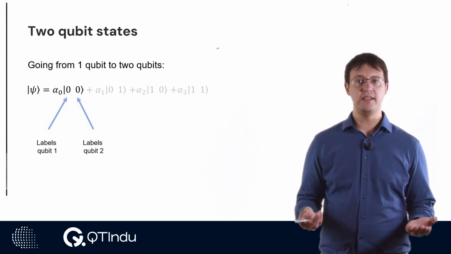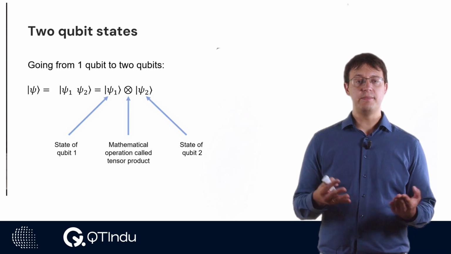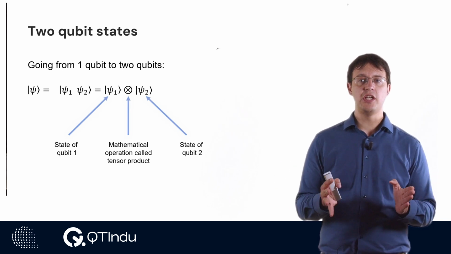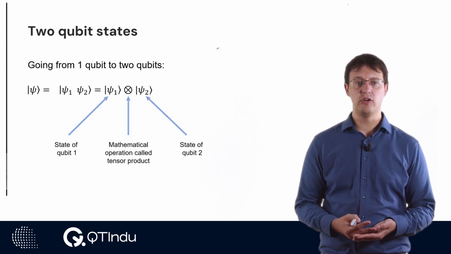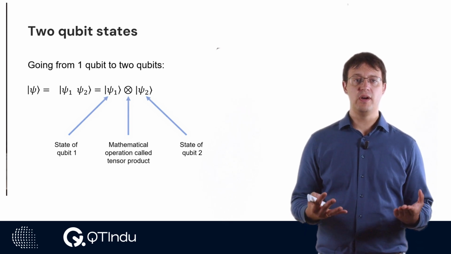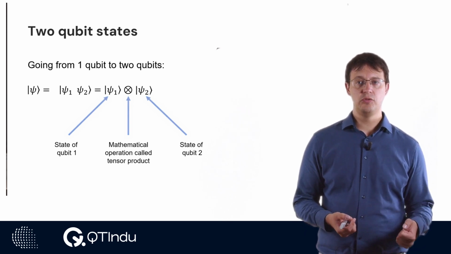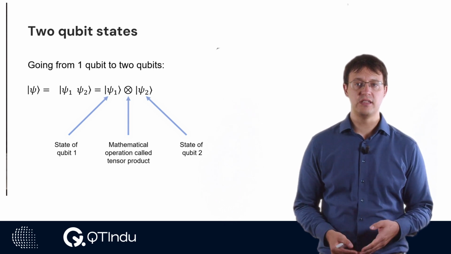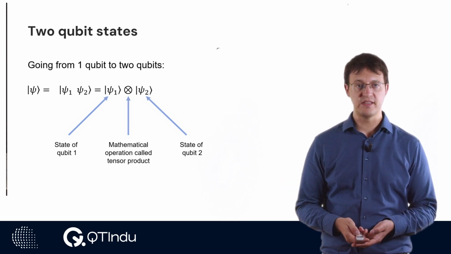How does this look mathematically? Mathematically, this kind of stitching together is described by an operation called a tensor product, which is a mathematical way to extend 2 single qubit spaces to a 2 qubit space.